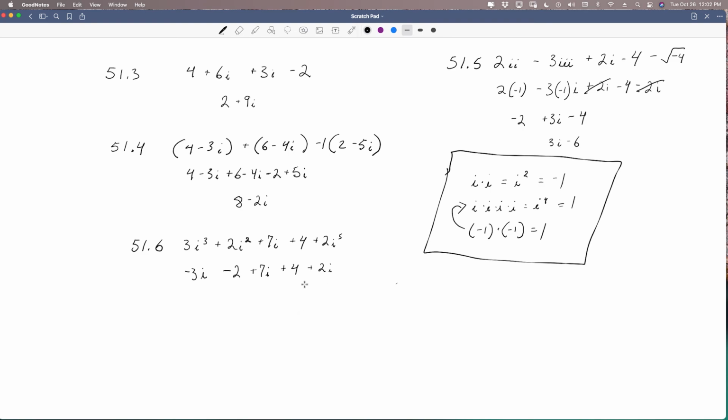All right, so now I have some terms that I can do something with. I have 3 like terms with i's. So negative 3 and a positive 7 is a positive 4 plus 2. That should give us plus 6i. And I have a negative 2 and a positive 4. That should give us a positive 2. So 2 plus 6i is the answer to 51.6.